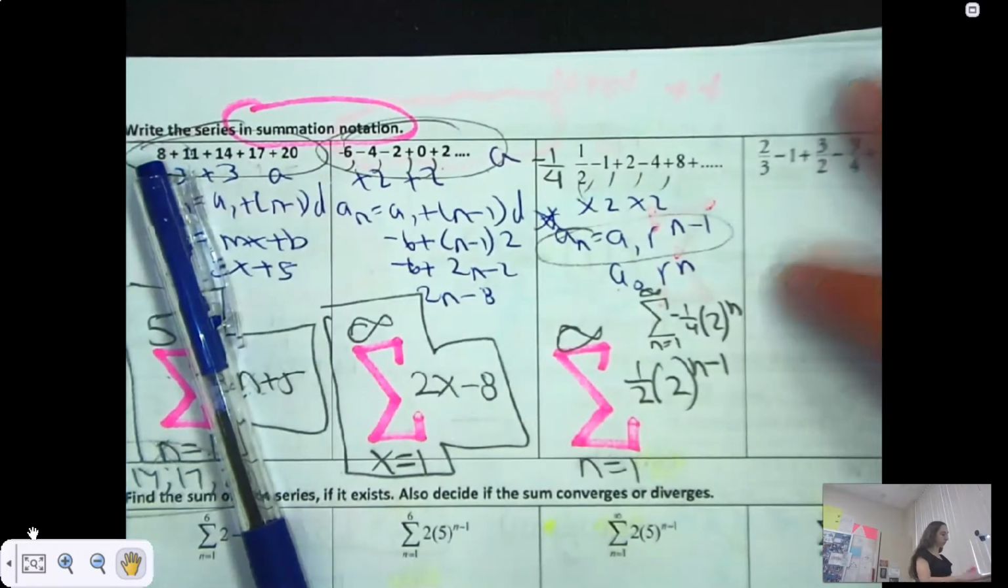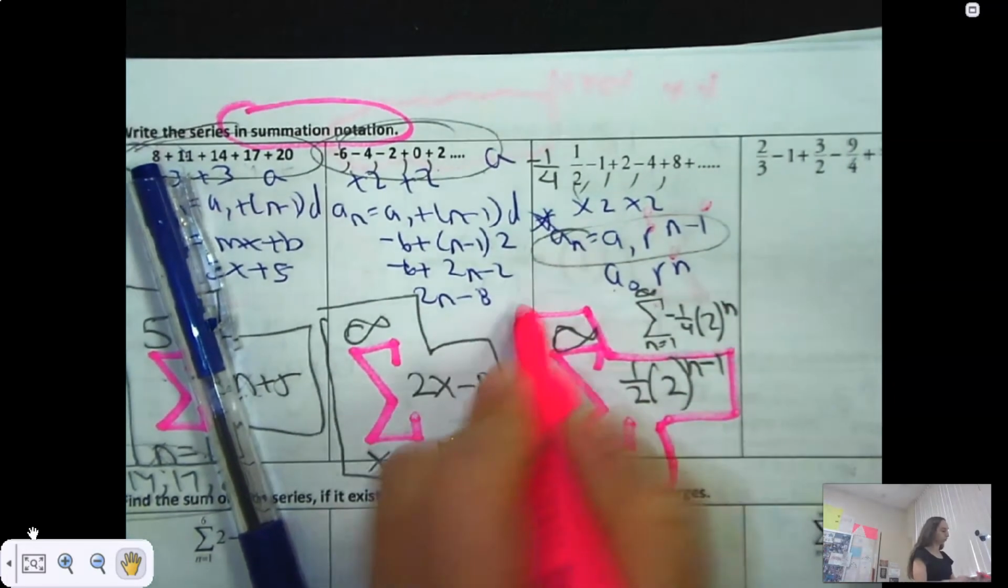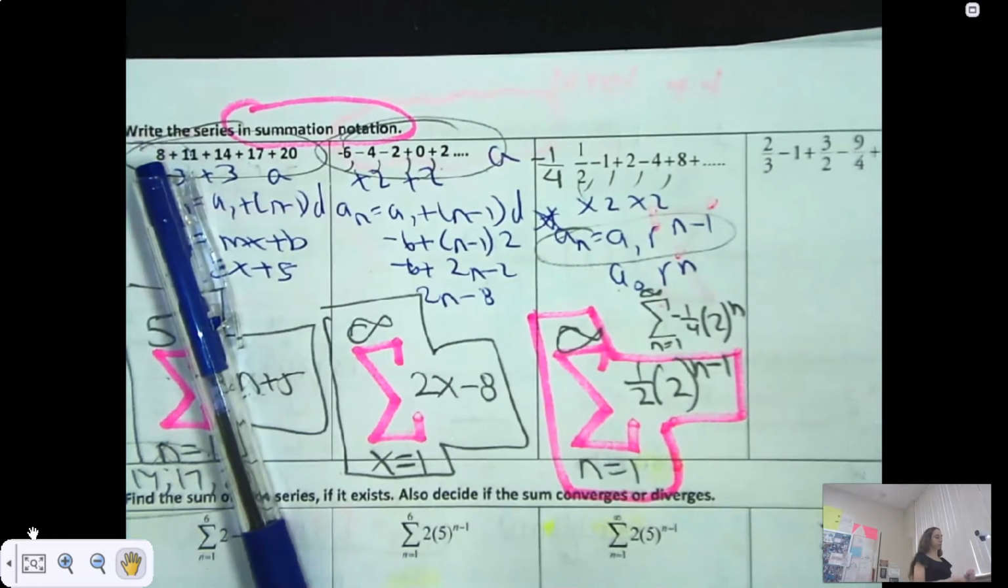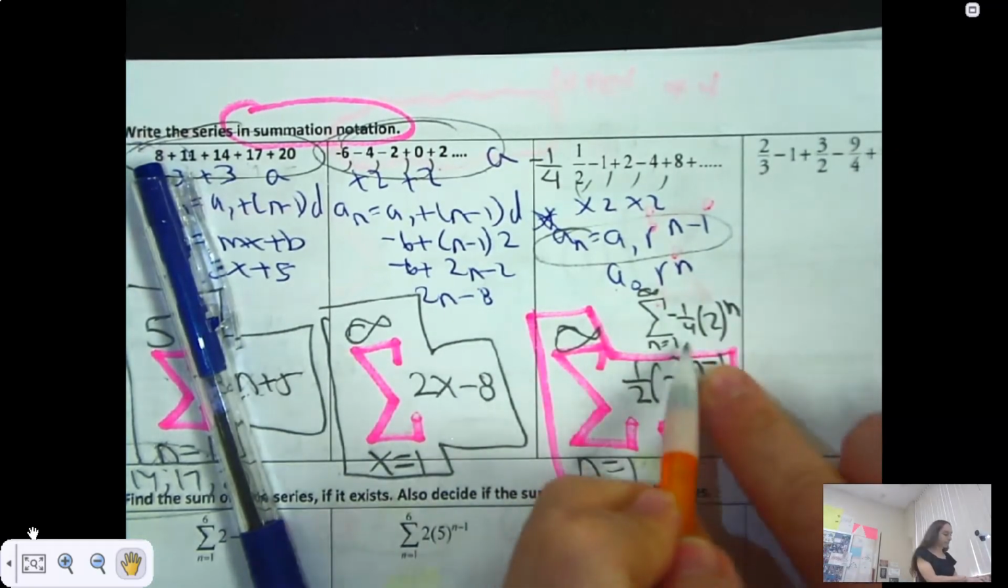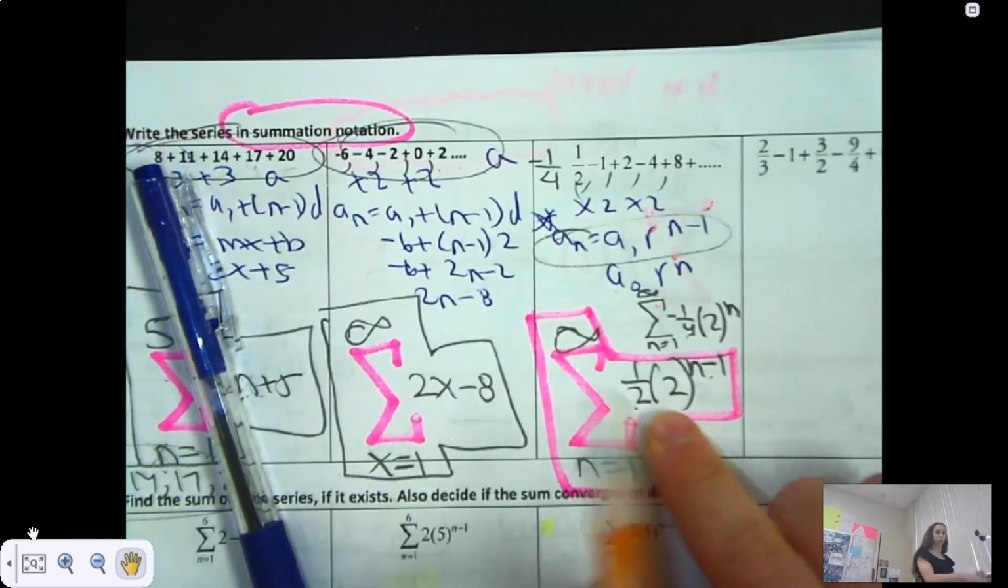Either one is acceptable. It's whatever one you want. Know how to do both, because sometimes you're going to see one type, sometimes you're going to see the other. If you see it written like this, this is the zero term. If you see it written like this, this is the first term.